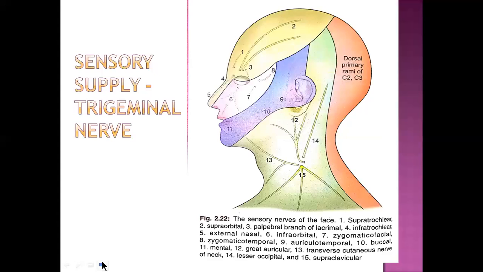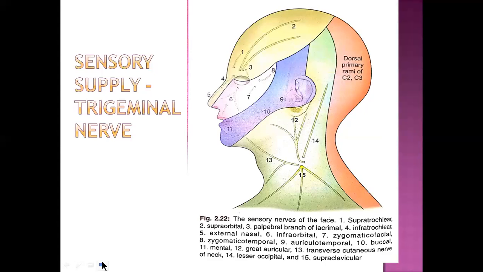The sensory nerve supply has different branches. The sensory nerve comes from the trigeminal nerve. So this trigeminal nerve is what cranial nerve? Any idea? As I told you, the facial nerve is 7. What is the number of the trigeminal nerve? Fifth, yes, very good. So the trigeminal nerve is the fifth cranial nerve.